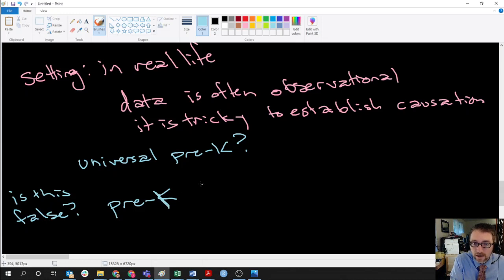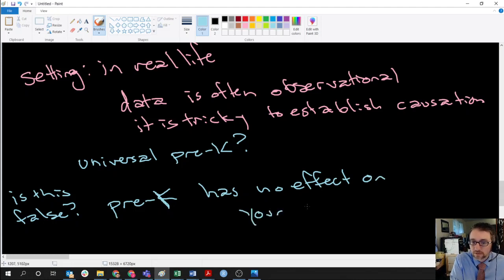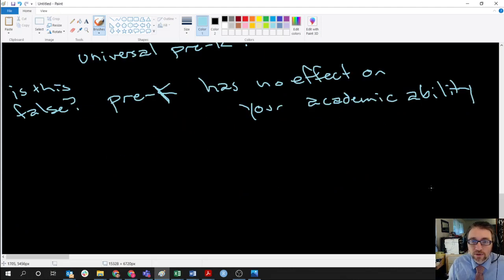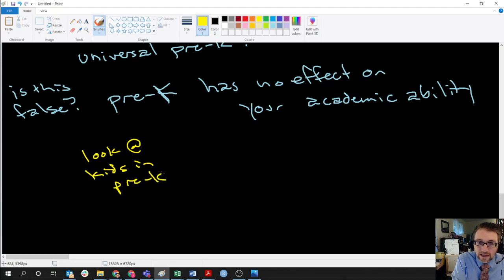Pre-K has no effect on your academic ability. I hope it's false, because I think when I send my kids to pre-K, I hope it's false. But we want to know, how would you prove this is false? Well, one way you could take a first crack at it, and this is a bad way to do it, but you could say, look at kids in pre-K, and then follow them over their life, right? Years later.